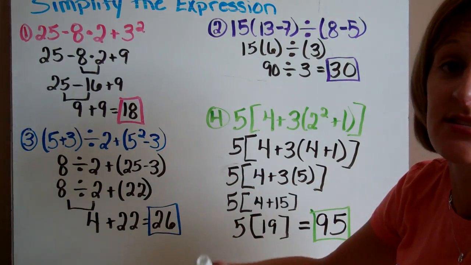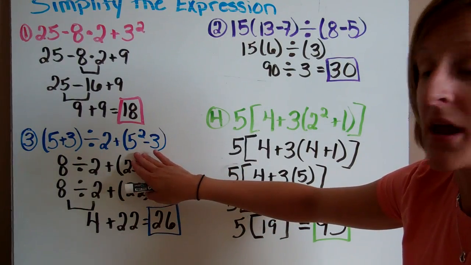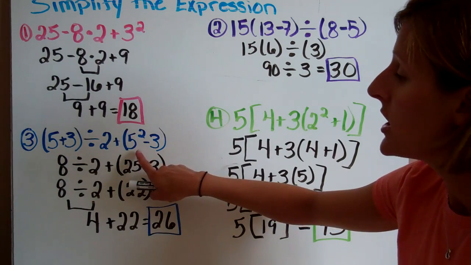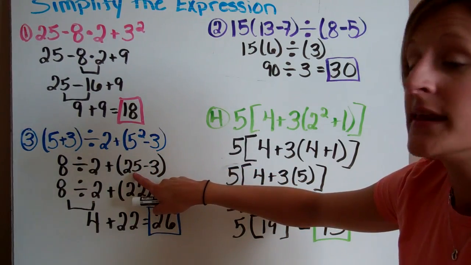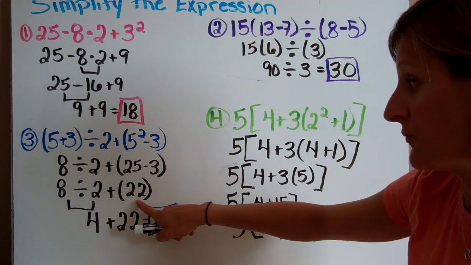So I need to restart PEMDAS. I don't have parentheses within that, but I do have an exponent that I need to do first before I subtract my 3. So I need to do 5 squared, which is 25. Now I need to subtract 3 from 25, which is 22.